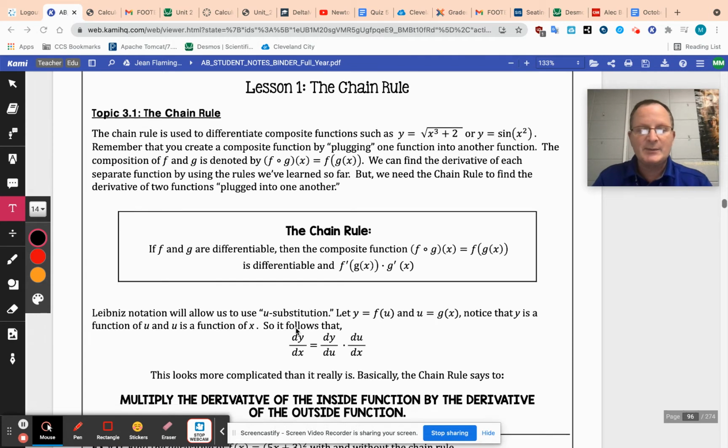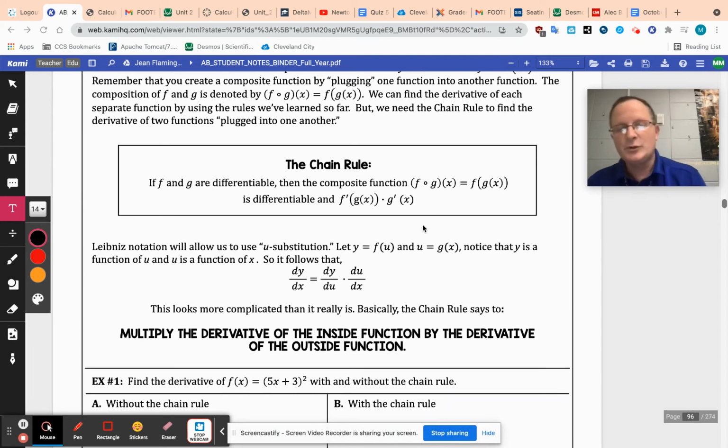And here's a really good explanation of this using a u substitution. That dy dx could equal this, the du's canceling out. So this would be read as the derivative of y, the outside function, with respect to the inside function. That means you copy the inside function inside after you've taken the derivative. We'll see this in a bunch of examples. Then times, you take the derivative of the inside function with respect to x.